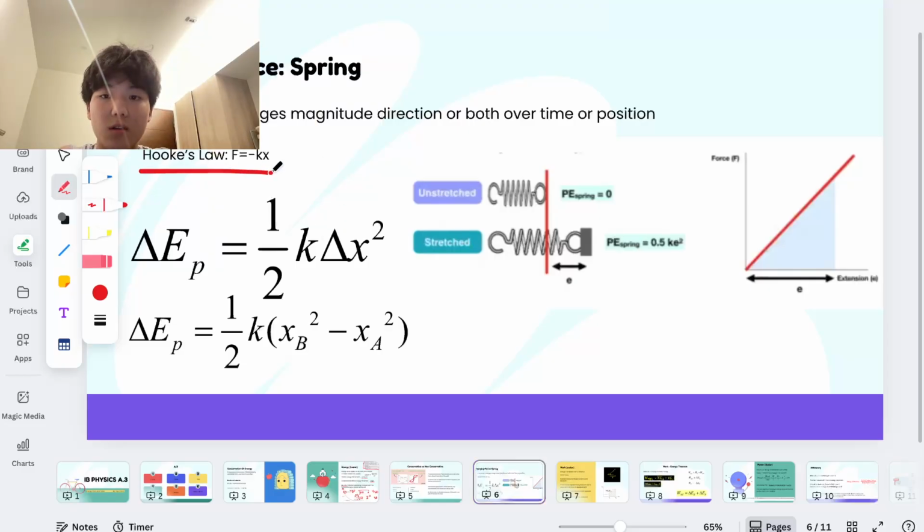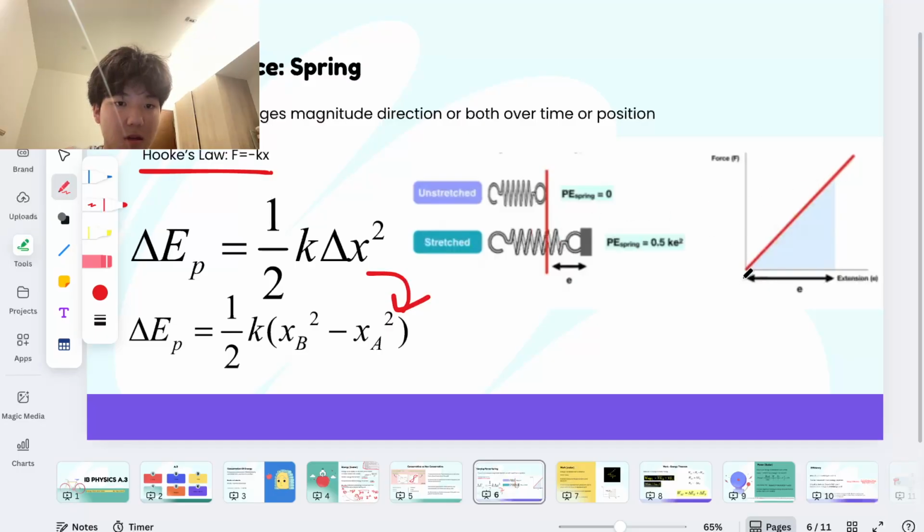And what to know for spring forces is Hooke's law. K is the spring constant, X is extension or compression from rest. And the change in elastic potential energy, or potential spring energy, is equal to 1/2 spring constant K times delta X squared, where X is the extension.